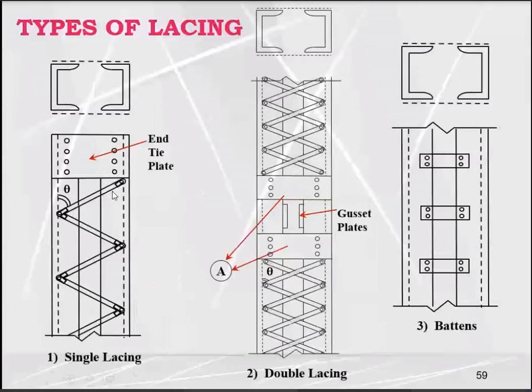In case of the built-up section with stay plate, we are keeping the slenderness ratio of the single section within this A value. A value is the unconnected portion of a single section, less than 75% of the overall slenderness ratio.